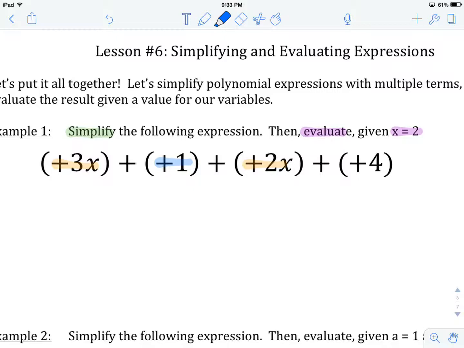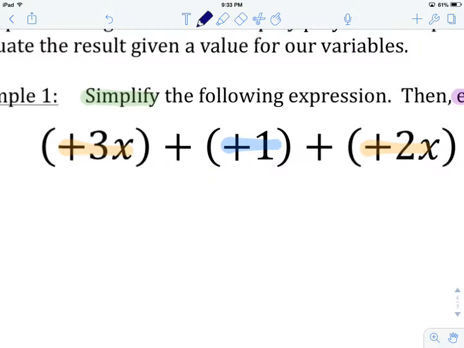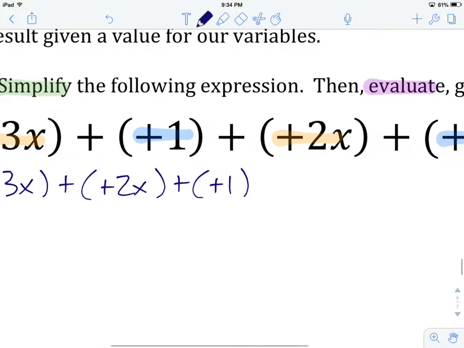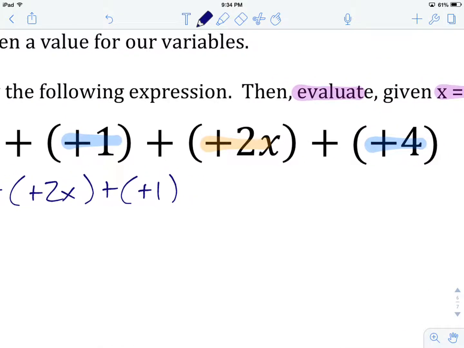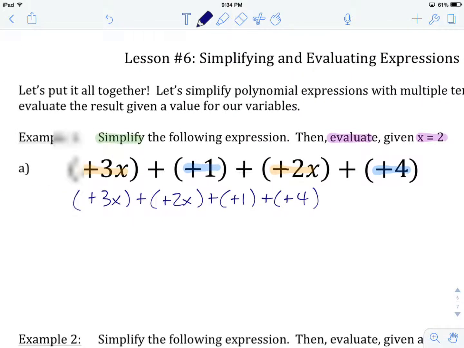That doesn't have a variable. That's okay. Let's see if there's any other terms in our expression without variables. There is right here, positive 4. So that's all of our terms. Let's do a rewrite, and then we'll simplify. Plus 3x plus positive 2x plus positive 1 plus positive 4. So there's our rewrite.